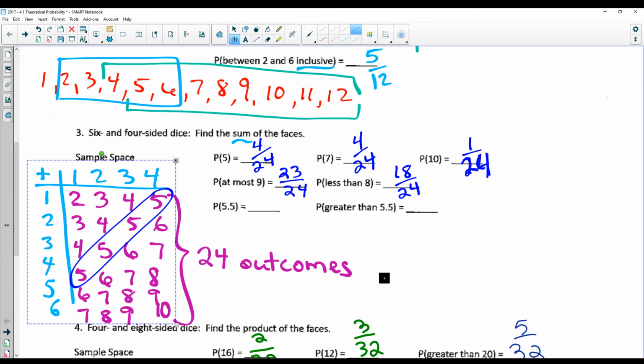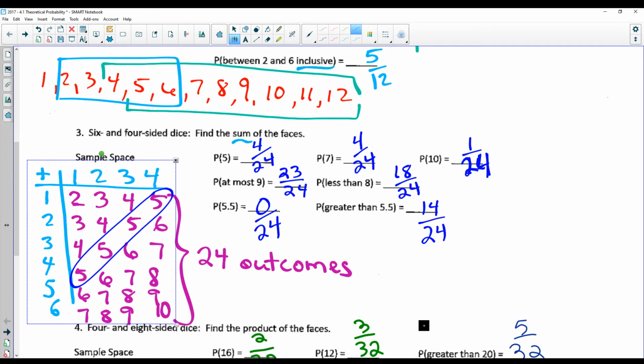out of 24. The probability of getting a 5.5. Well, if you're adding up 2 dice, that's not going to happen. So that's actually a 0 out of 24. How about greater than 5.5? Well, we can do that because that would be all the 6s, the 7s, the 8s, 9s, and the 10s. So we have 14 out of 24.